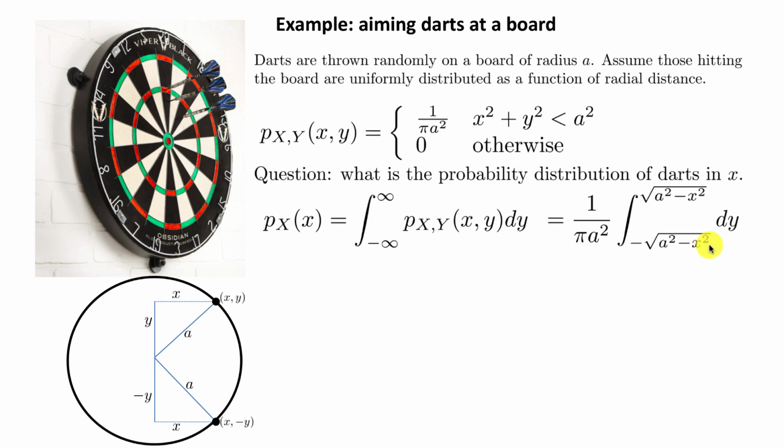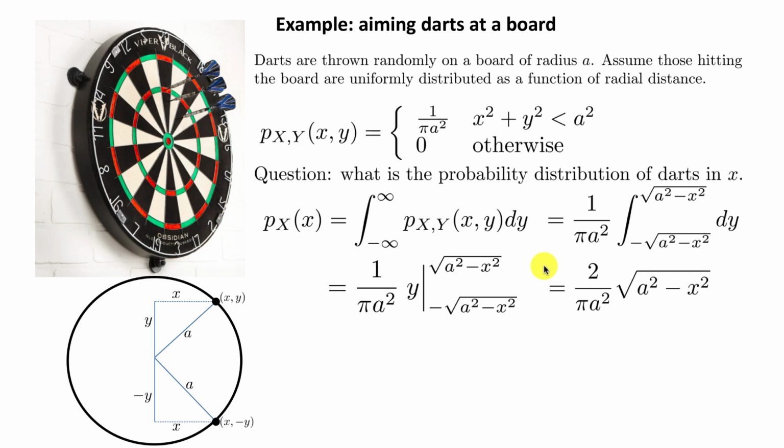Now, this integral is actually very trivial because the integrand is just 1, which means that the integral over y is 1 evaluated between this limit and this limit, which we write over here like this. And obviously, this is 2 over pi a squared into square root of a squared minus x squared.